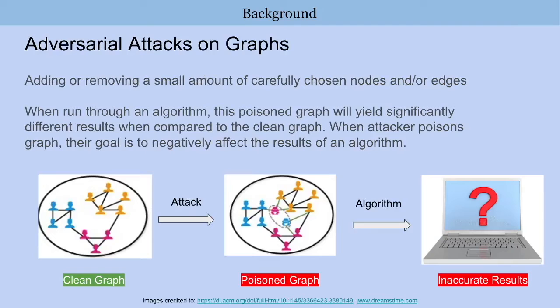So what are adversarial attacks on graphs? This is a malicious attack done by adding or removing a small amount of carefully chosen nodes or edges. Essentially, you are poisoning a graph by adding fraudulent nodes or edges to it, or removing certain nodes and edges. The purpose of doing this is that, once you've poisoned the graph by adding a small amount of edges, running this graph through an algorithm will give you very different results. So a small amount of perturbations will yield significantly different results.